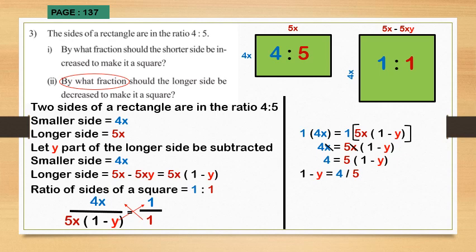So keep y in the left hand side and write minus y equal to 4 divided by 5 minus 1. Here minus y equal to (4 minus 5) divided by 5. So which is equal to minus 1 by 5. So we can write y equal to 1 by 5. So our answer is 1 by 5 fraction of the longer side be decreased to make it a square.